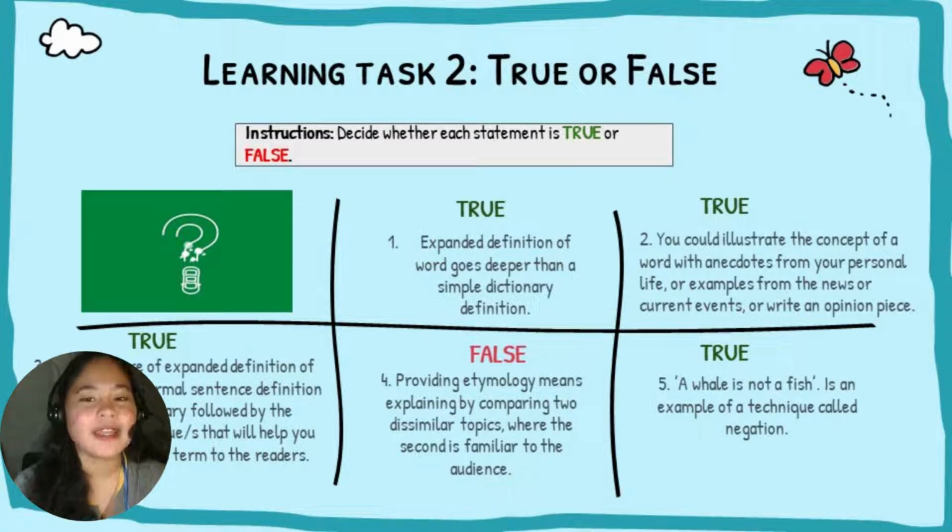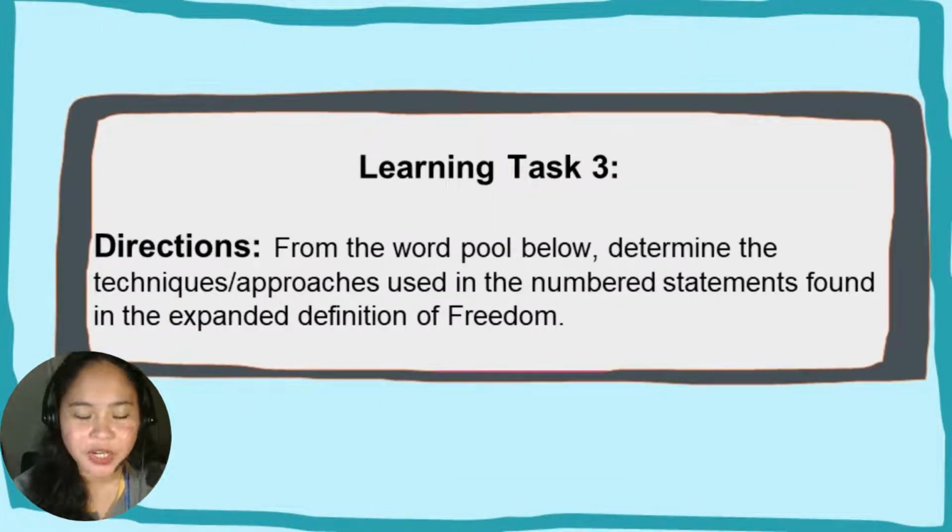Okay, so this one is an example of negation. Okay, very well said. Now let's move on to our learning task 3. The directions: from the word pool below, you have to determine the techniques or the approaches used in the numbered statements found in the expanded definition of freedom.